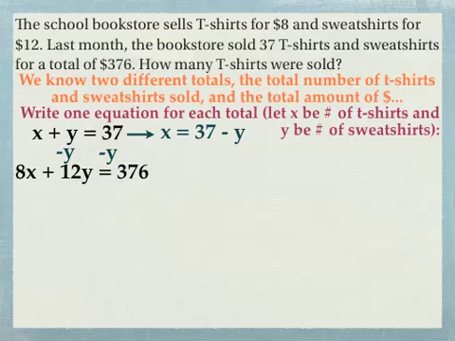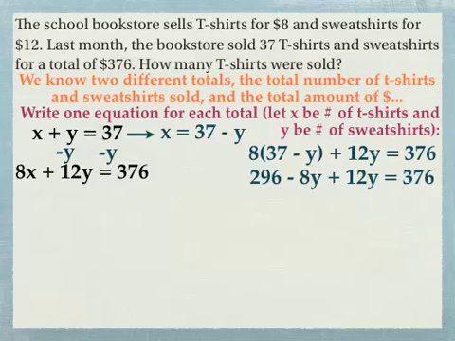Because x equals 37 minus y came from the first equation, I need to plug in 37 minus y for x into the second equation, so the other equation. What that's going to look like is 8 times 37 minus y, in parentheses again, make sure that you're putting those in parentheses, especially when it's an expression, plus 12y equals 376. Go ahead and distribute your 8, multiply 37 times 8 and negative y times 8. So you get 296 minus 8y plus 12y equals 376.